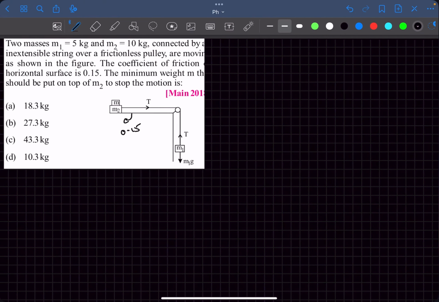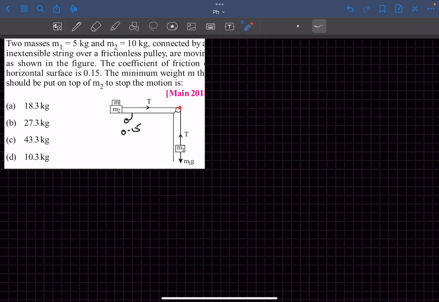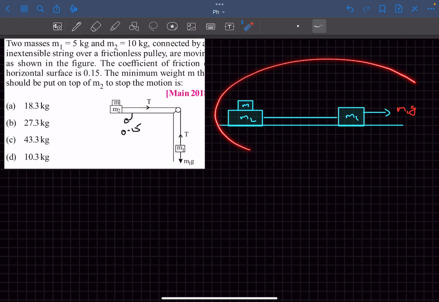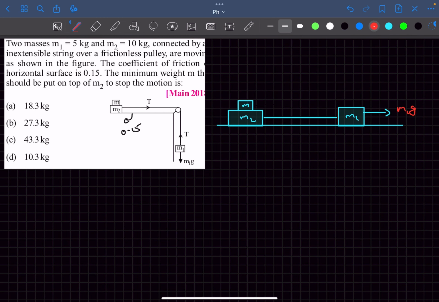So what this problem is trying to say essentially is, I want you guys to make sense of the fact that this situation and this situation shown in this figure are exactly the same. If I take this entire thing to be a system, then there are two external forces acting on it: one is M1G and one is this friction over here. So we have to find the maximum value of this mass M.